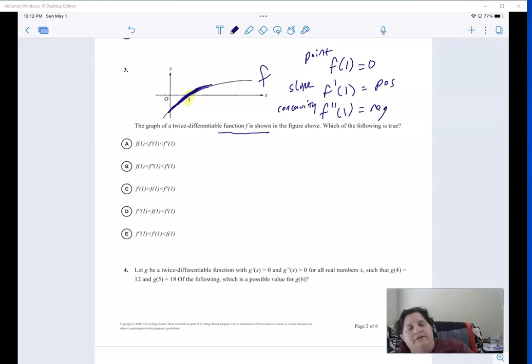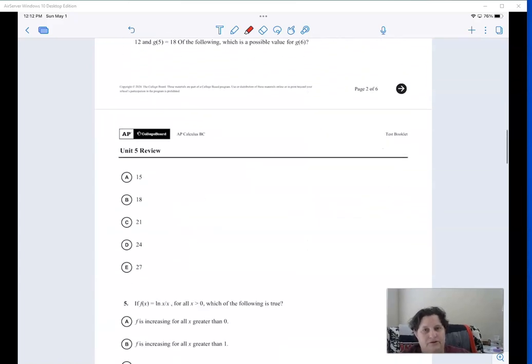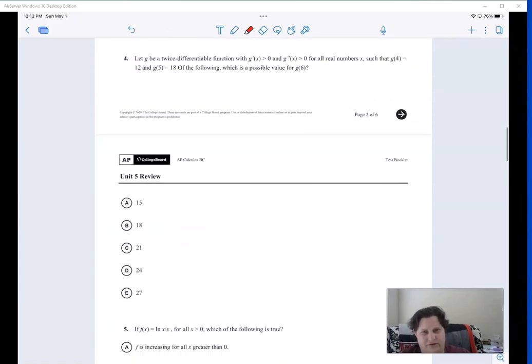But as you order things, it's typically going to be like one will be negative, one will be 0, one will be positive, right? So F double prime is the smallest. F of 1 is in the middle because that's 0, then F prime. So F double prime is the smallest. Okay, so that's going to be D. So just kind of checking your understanding of what each of those are.